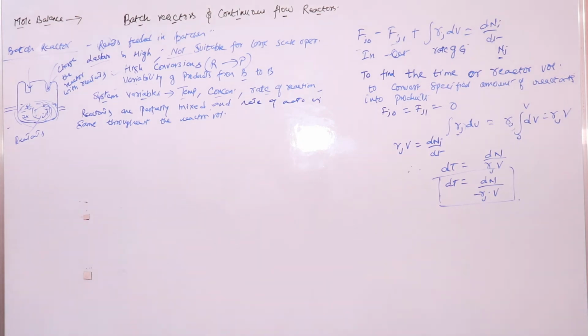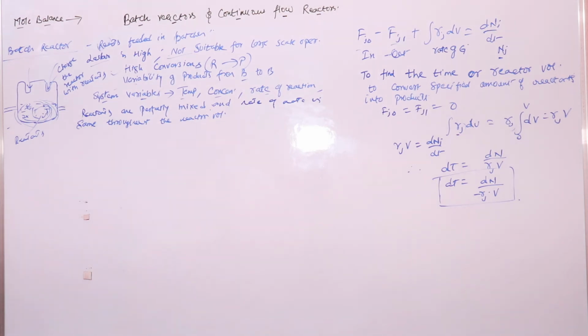So we can take Rj out of the integral. Just know the concept behind why we took this Rj out of the integral: we considered that the reaction mixture is perfectly mixed and there is no variation in the reaction rate. The reaction rate is constant throughout the reactor volume. So we took that Rj out and integrated dV from 0 to V.